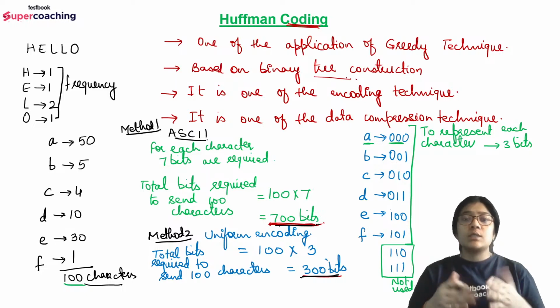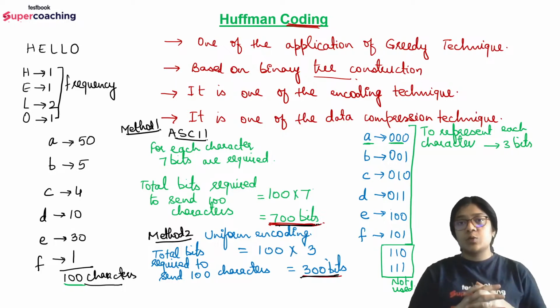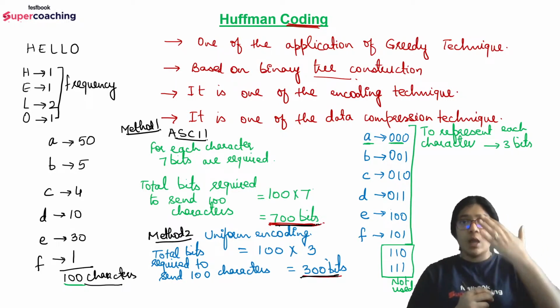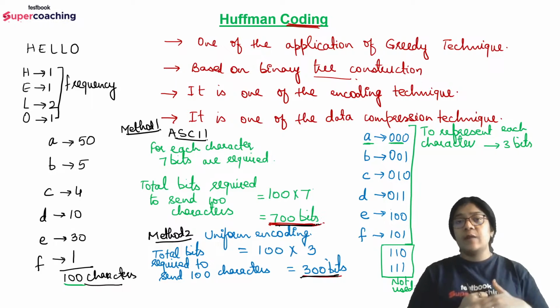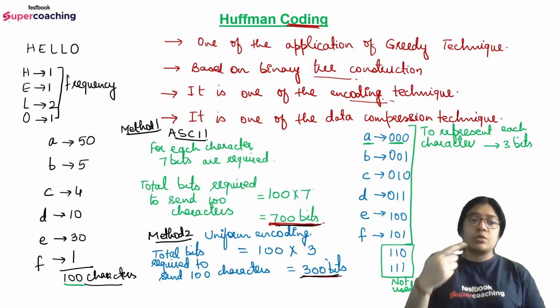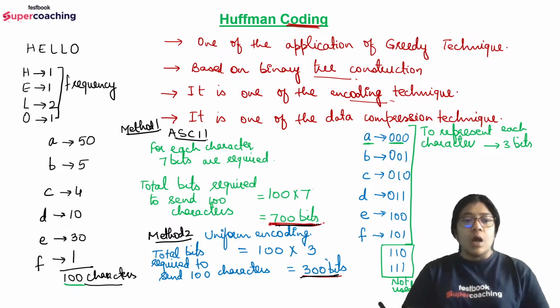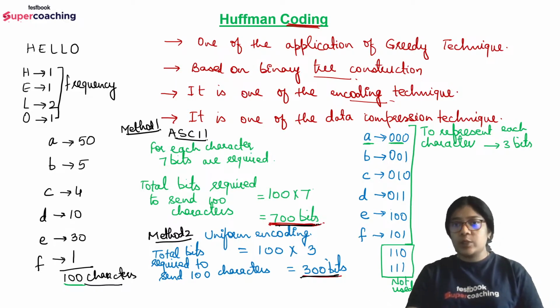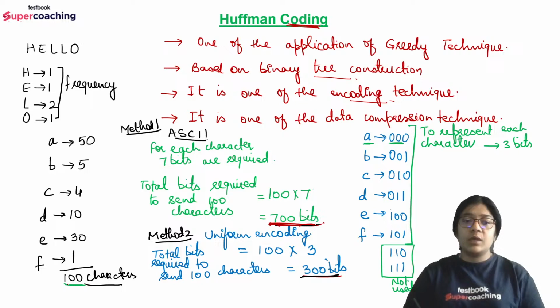The only thing is, usually when we construct trees, we always start from the root node. But here in Huffman coding, we start from the leaf level by taking two minimums. And it is one of the encoding techniques. So we have generated the codes, and questions can also come on the basis of the codes, and on data compression technique. The number of bits you were sending for 100 characters is also reduced.